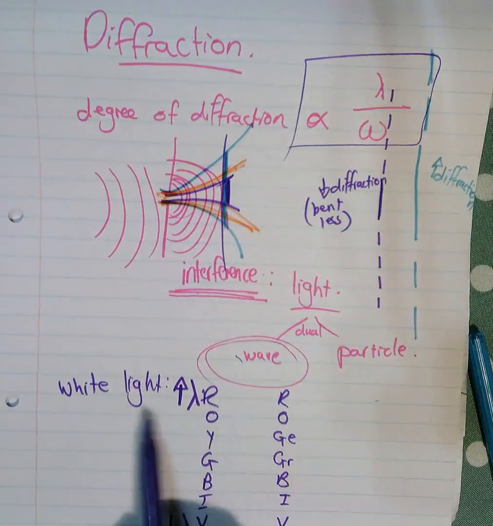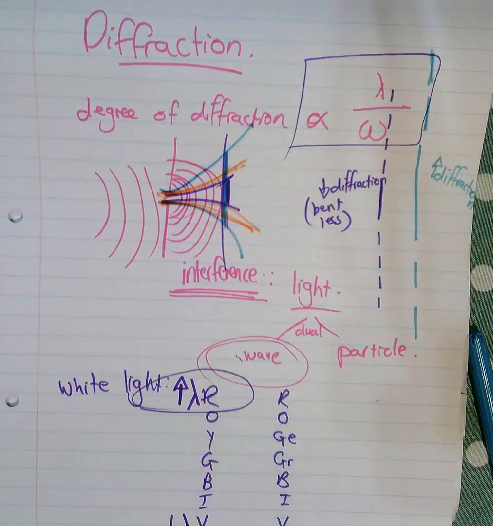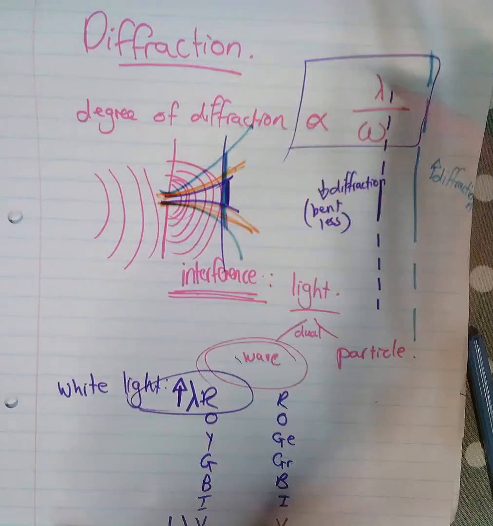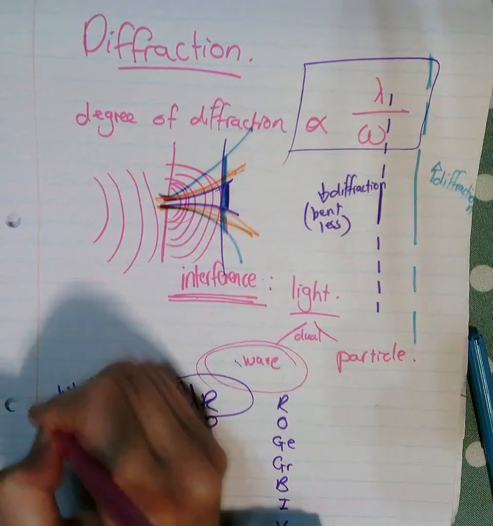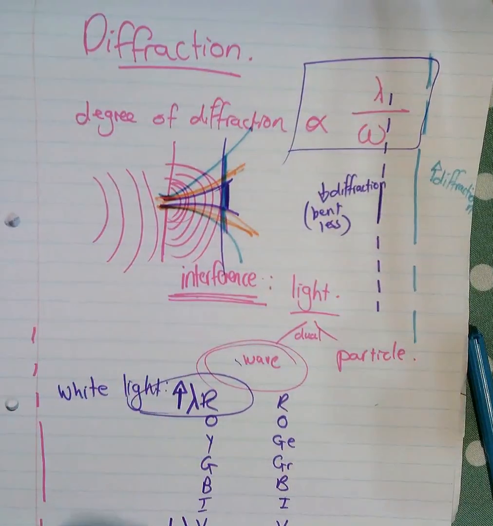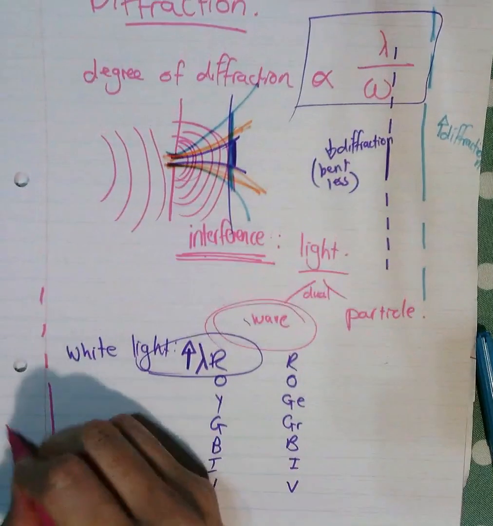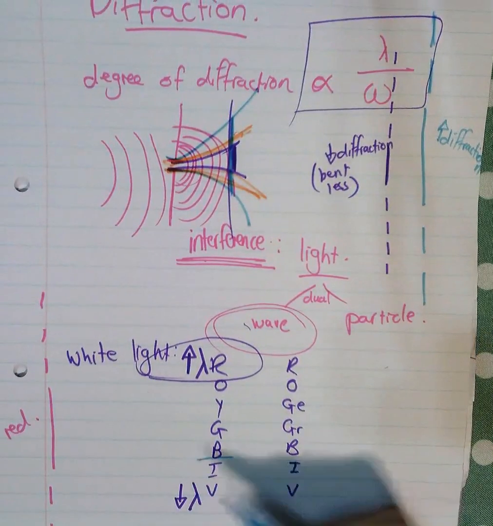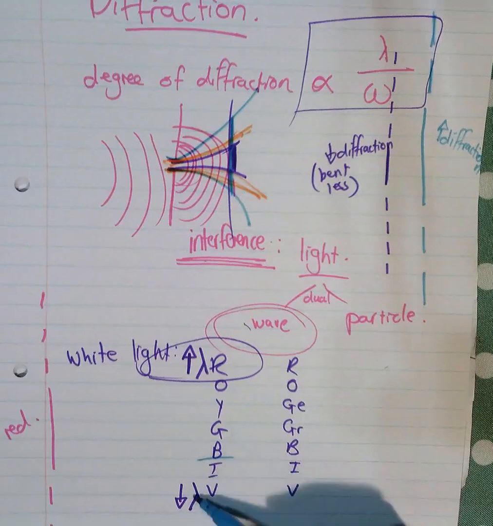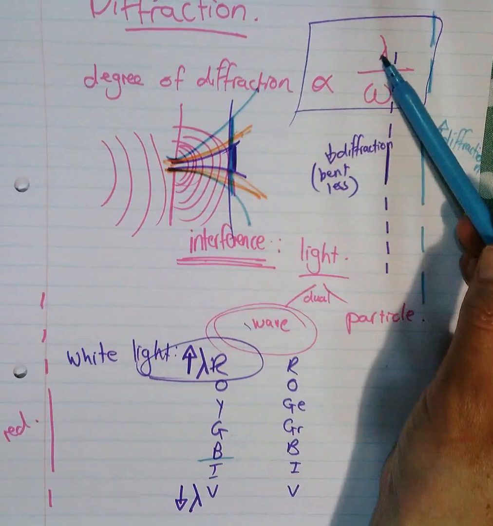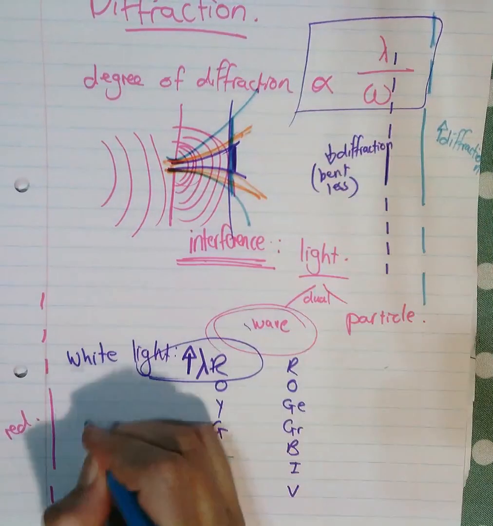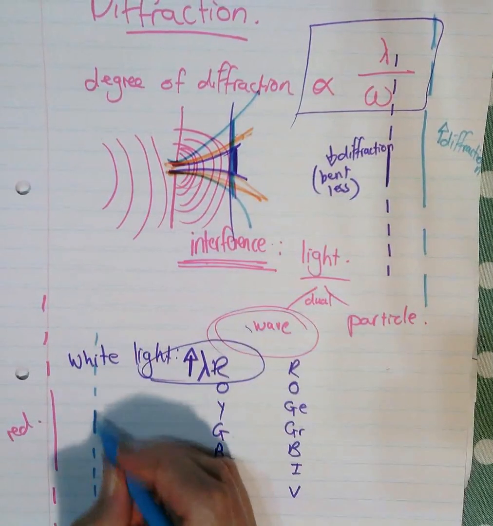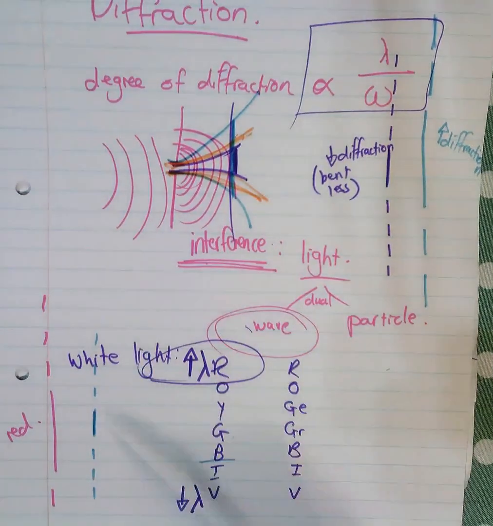So if we have a red light and we look at its diffraction pattern, it will undergo more diffraction, so it will bend more, so it will give us a longer central light band. If we compare that to blue, which has a much lower wavelength, it will give us a lower degree of diffraction, which means the light bent less. So it would give us a shorter central light band.